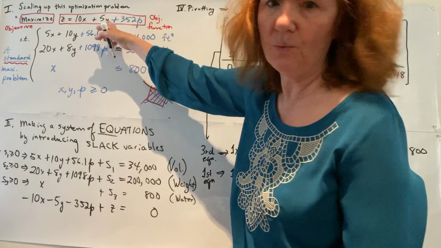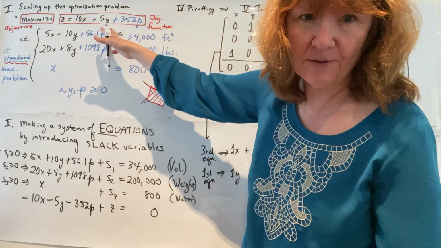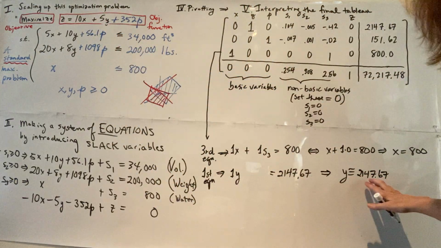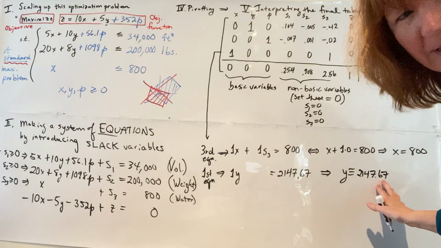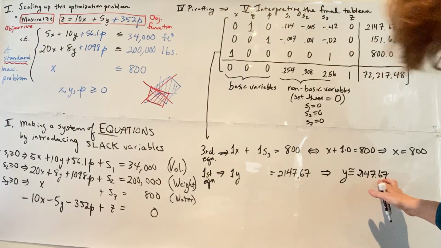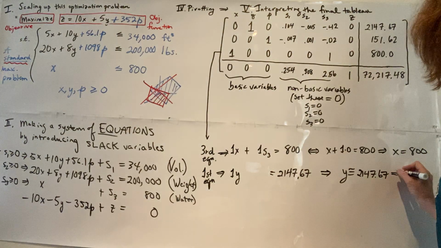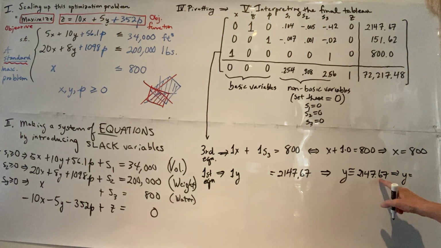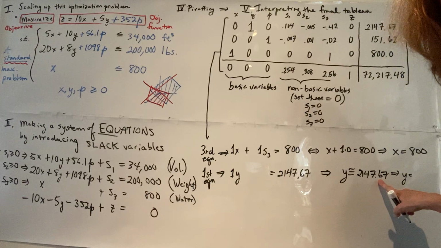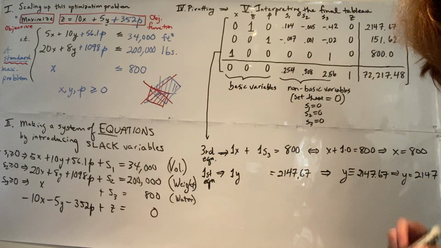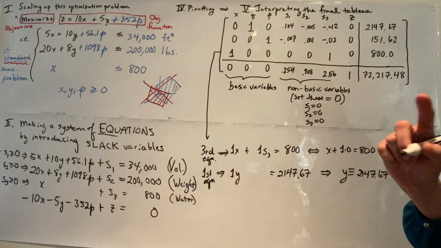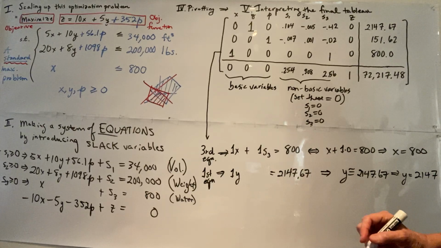Back over here, y was the number of medical kits. Can you have 0.67 of a medical kit? Not if you're packing a plane in a hurry. You're just doing whole containers, right? So that means we're going to take y equal to, and you don't want to round that up because that might go over the constraints. So you just would take that to 2147. That's as big as you can get it and stay within the constraints. It's an important thing about rounding.